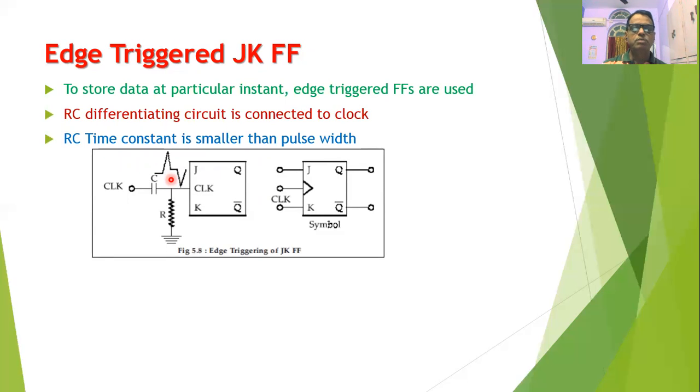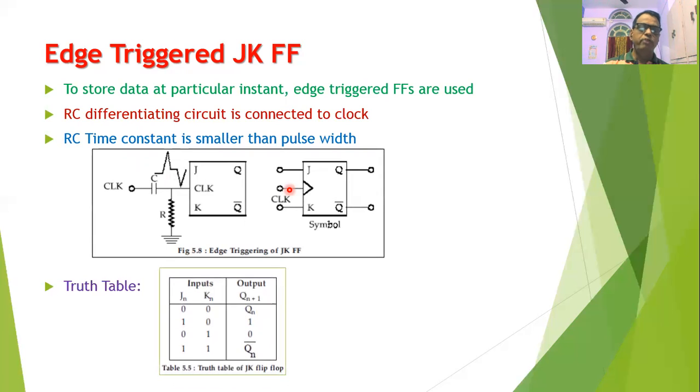And therefore, it is possible that we can store the data either at the leading edge or at the trailing edge. Whenever we are storing the data at the leading edge of the clock pulse, then such a symbol is used in the JK flip-flop. If we are storing the data at the trailing edge, then here we will make use of one bubble, indicating that the data is being stored at the trailing edge or falling edge of the clock pulse. So there is no change in the truth table.